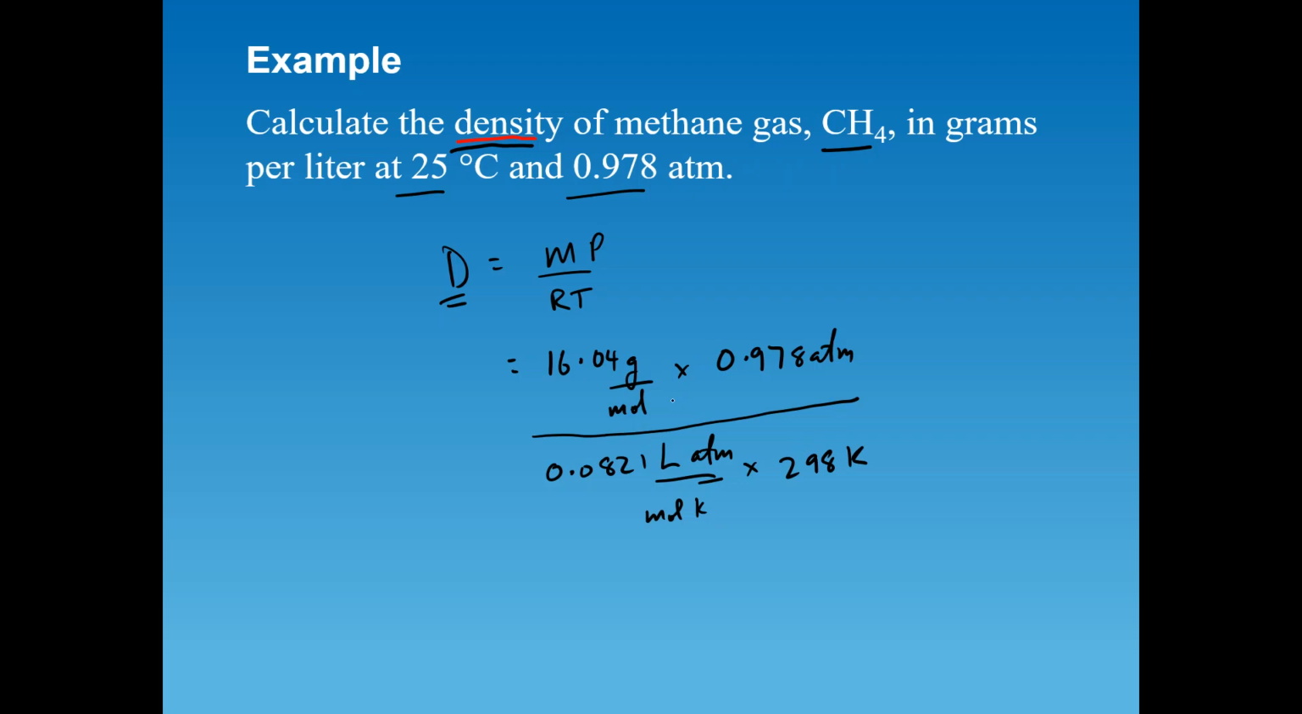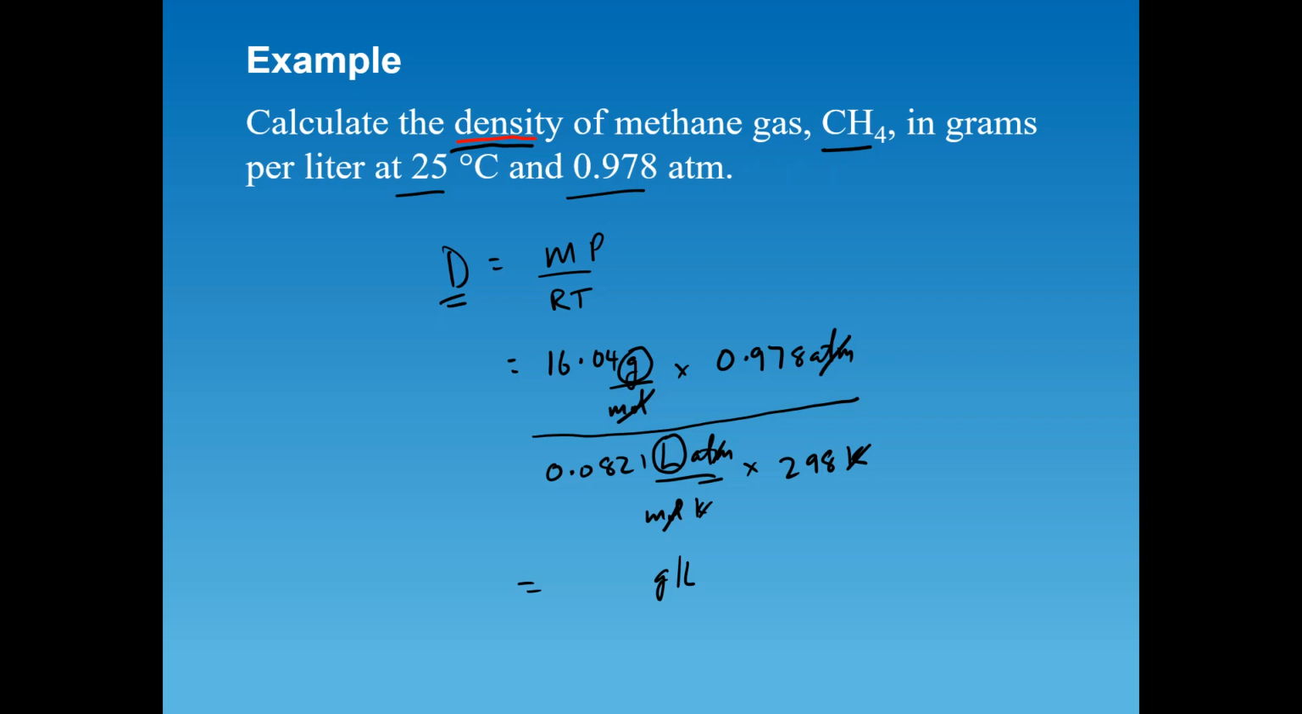All right. And again, some units will cancel out. The mole will cancel out. The kelvins will cancel out here and here. The atmospheres will cancel out here and here. And we end up with the final units left, which would be the grams divided by liters. So whatever answer you end up with would be expressed in grams per liter. So what we need to do now is the number crunching.